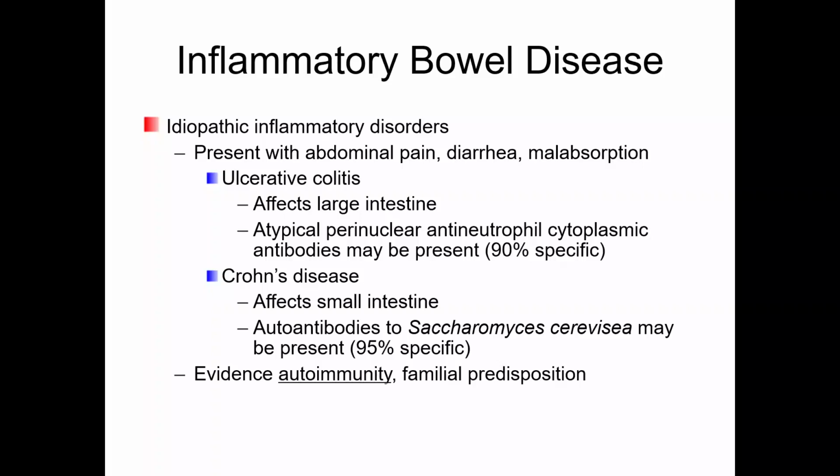There are also idiopathic inflammatory disorders. They present with abdominal pain, diarrhea, malabsorption: ulcerative colitis and Crohn's disease. Ulcerative colitis affects the large intestine, and Crohn's disease affects the small intestine. Evidence of autoimmunity and familial predisposition is associated with both.